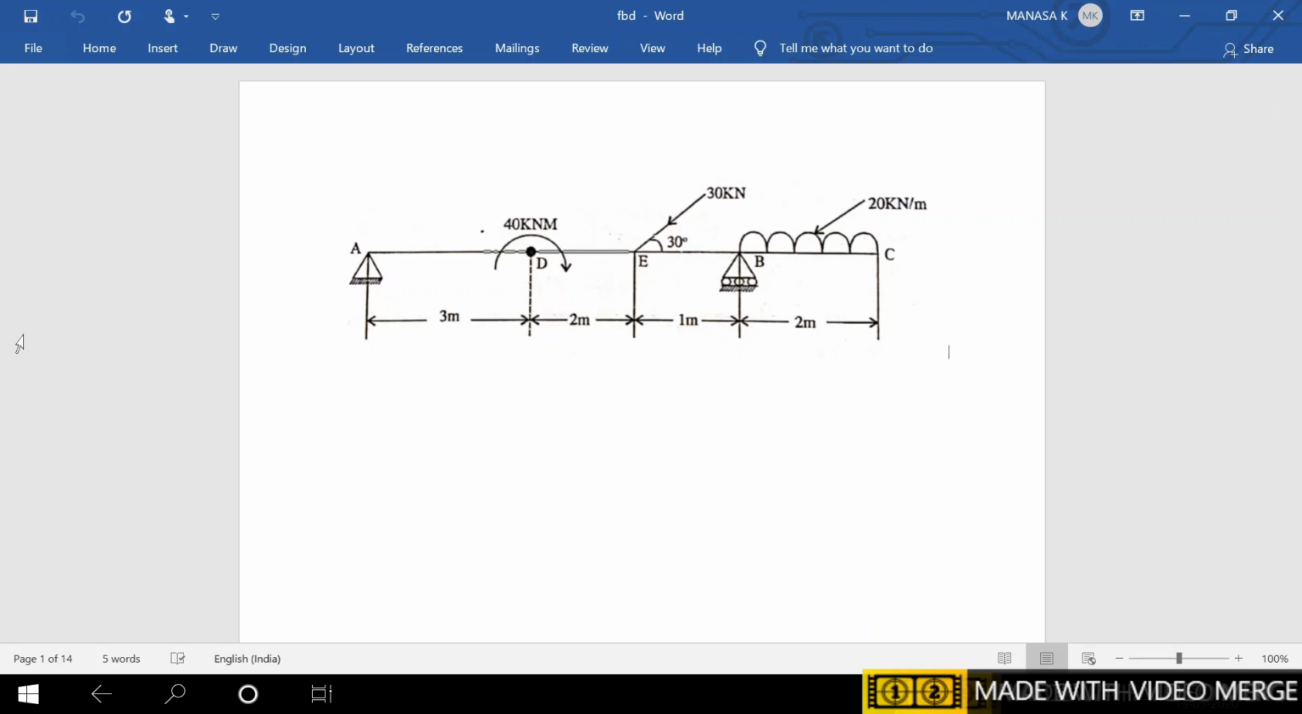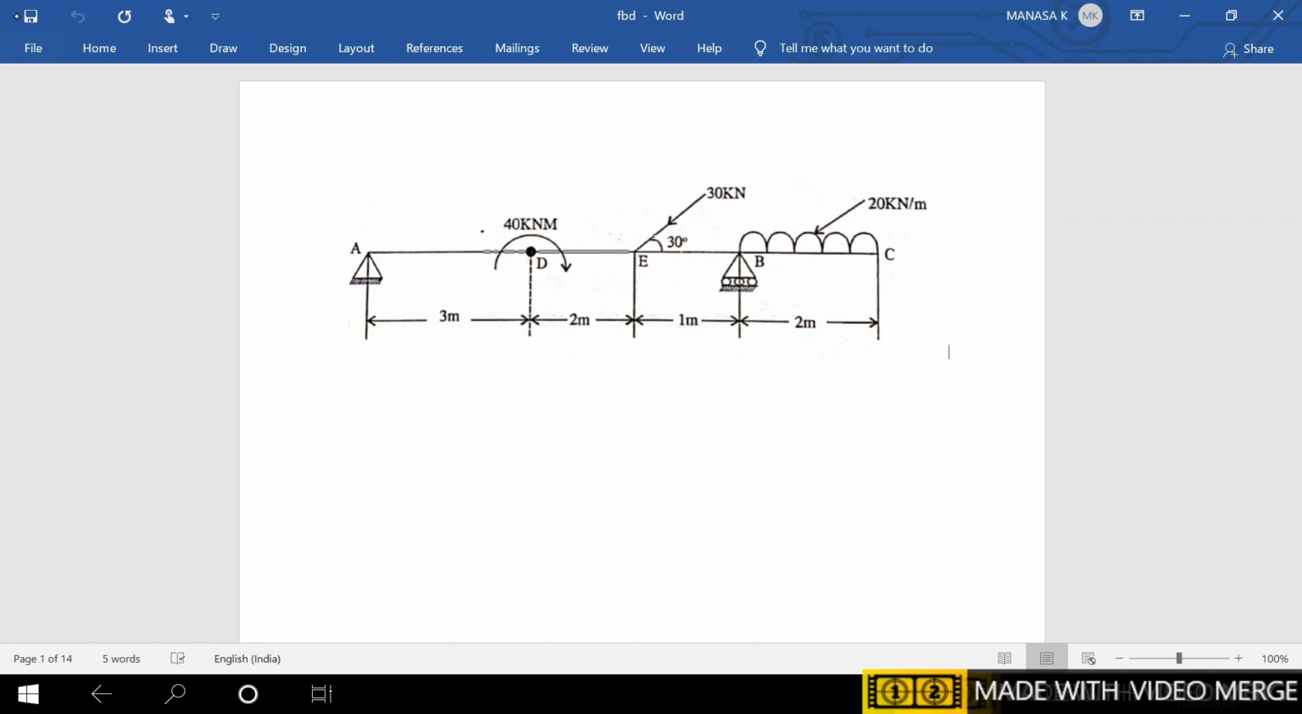Let us see the next problem. The problem is given like this. Determine the reactions at A and B of the overhanging beam shown in the figure. So you can see that at this portion there is a support, at this portion there is a support, and this portion is overhanging. The entire beam AC is an overhanging beam. The portion which is overhanging is BC.